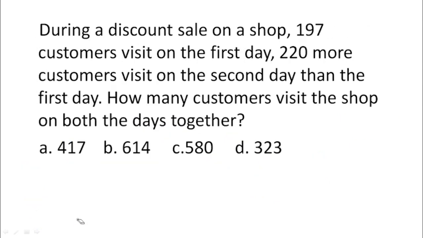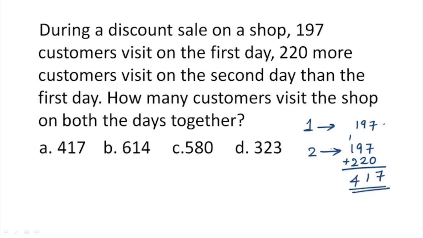During a discount sale on a shop, 197 customers visit on the first day. 220 more customers visit on the second day than the first day. How many customers visit the shop on both the days together? So on the first day, how many customers visit? 197 customers visit. On the second day, 220 more customers visit than on the first day. So how many customers visit on the second day? 197 plus 220. That is equal to 417.